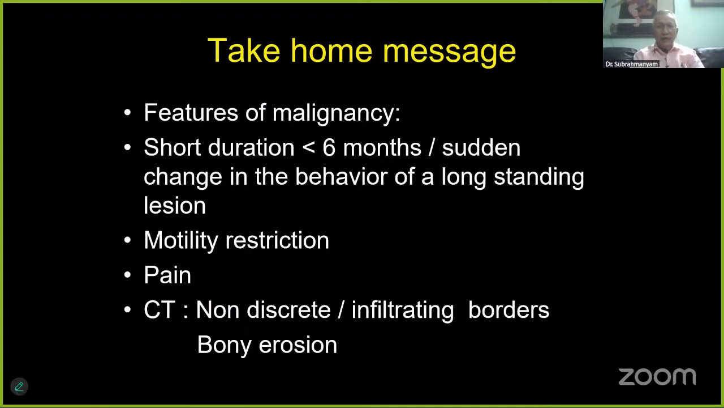So the features of malignancy are short duration, usually less than 6 months, or sudden change in the behavior of a long-standing lesion, motility restriction, pain, and CT scan showing non-discrete margins or infiltrating borders and bony erosions. They point towards a malignant lesion.